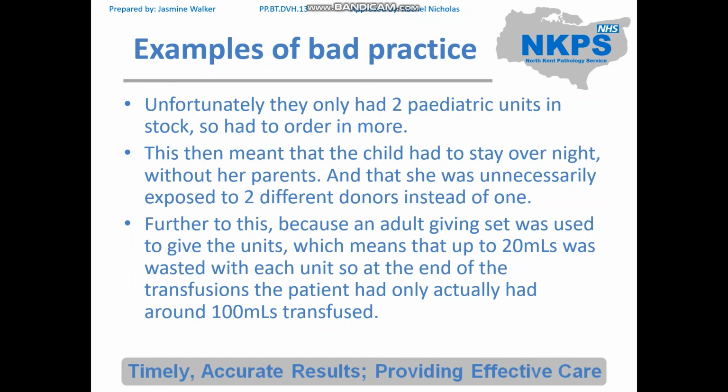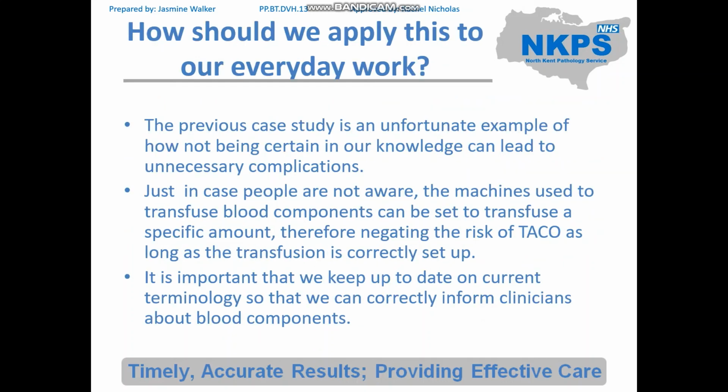And because the clinician didn't understand about the wastage, they used an adult giving set. So what can we learn from this? In case people aren't aware, the machines that are used to transfuse blood components can be set to transfuse a specific amount. So this patient could have been given an adult unit and the equipment would have stopped the transfusion when it hit the correct amount of mils. And this would negate the risk of TACO as long as the equipment is correctly set up.